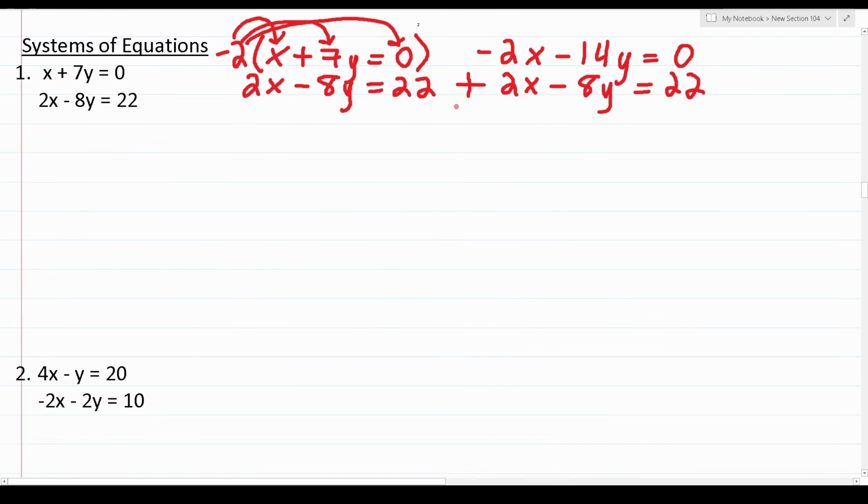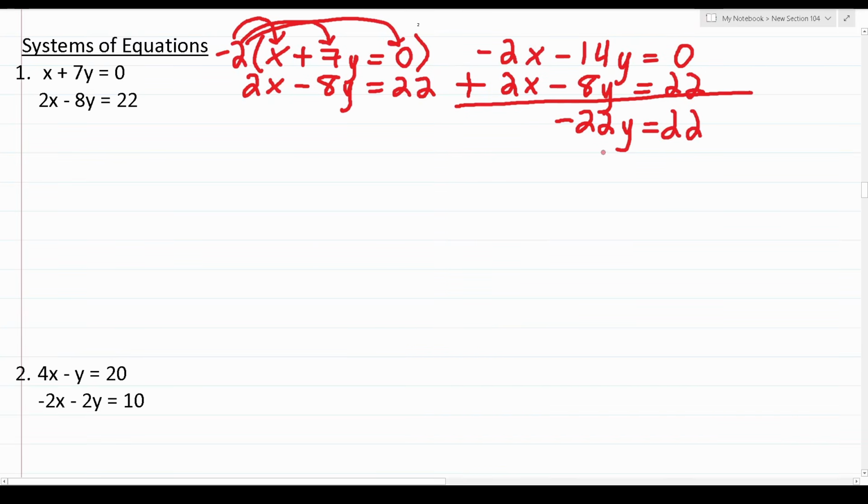And now we're going to add these two equations together. And negative 2x plus 2x is 0. So that variable x is eliminated, okay? Negative 14y minus 8y is going to be negative 22y. And of course, we have 0 plus 22, which is just 22.